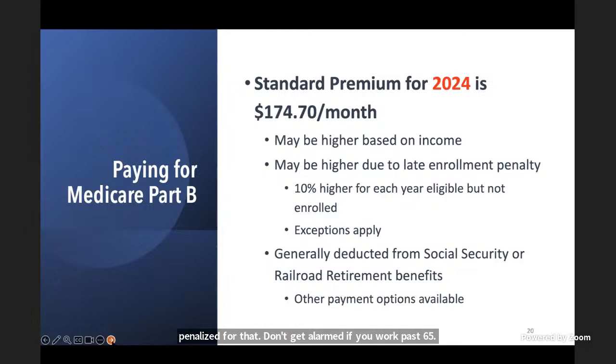Your Medicare Part B, B as in boy, premium is generally deducted from your Social Security benefits. But if you're not yet drawing Social Security, you're going to wait until 67 or 70 or whatever like that, there are payment options available that you can avail yourself of if you're not yet drawing Social Security.